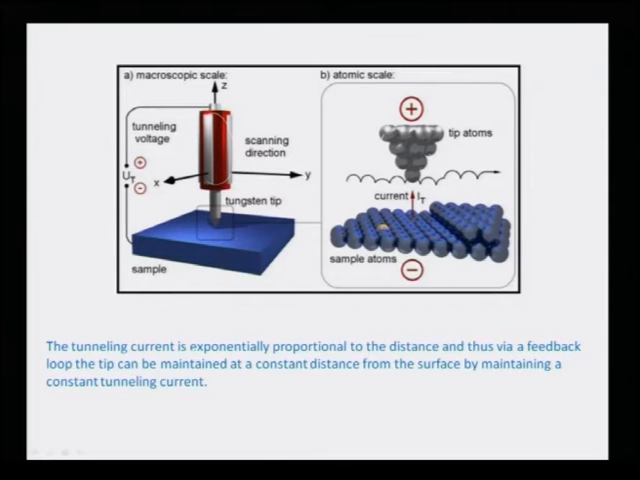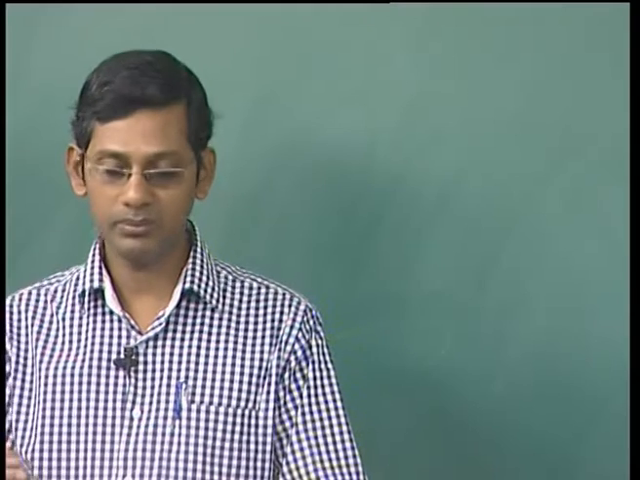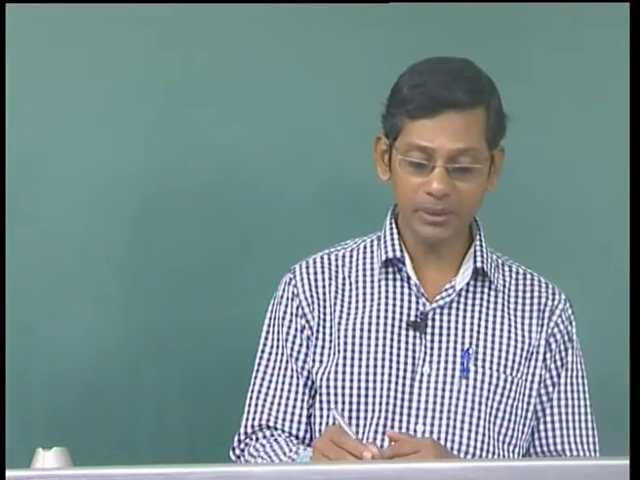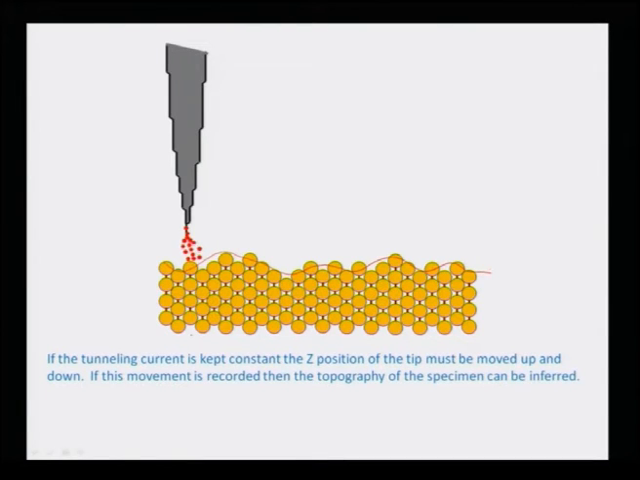The tunneling current varies exponentially with the distance, and thus with a high-speed feedback loop, the tip can be maintained at a constant distance from the sample surface, or it can be brought closer to see the variation of the tunneling current. There are two ways of operating it. If the tunneling current is kept constant between the tip and the sample surface, the z position of the tip must be moved up and down depending on the sample surface. As you see, the sample surface is very rough here, it varies. So to maintain this constant tunneling current, one needs to bring the tip closer or farther away, depending on the atom positions on the sample surface.